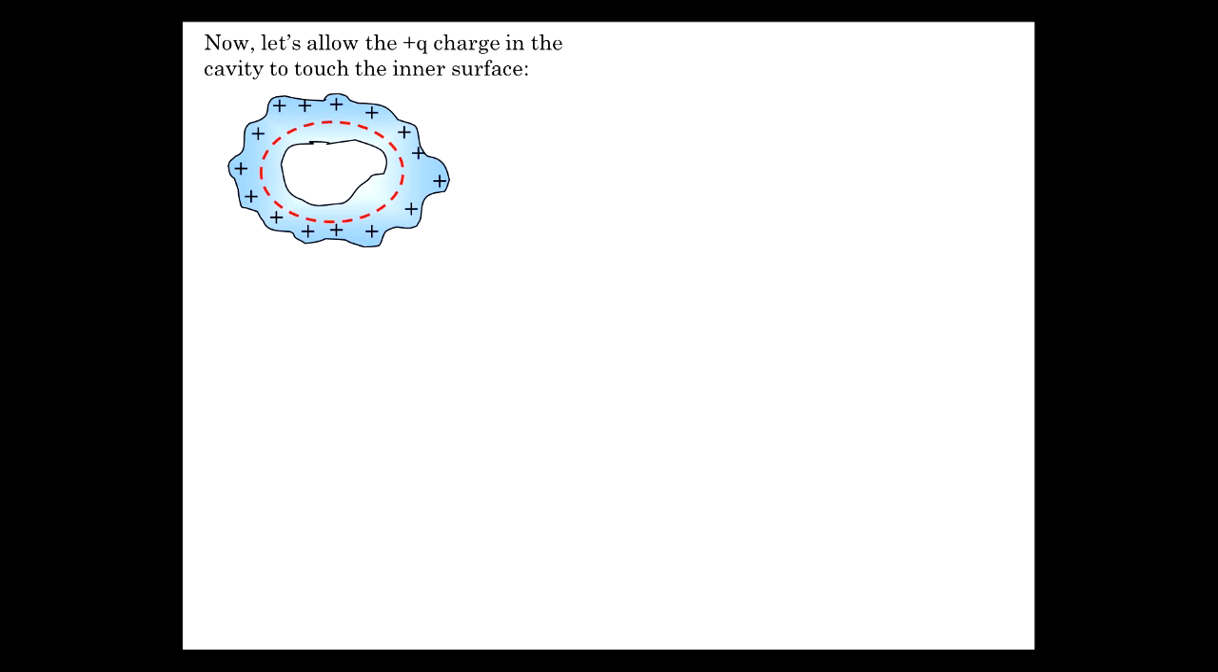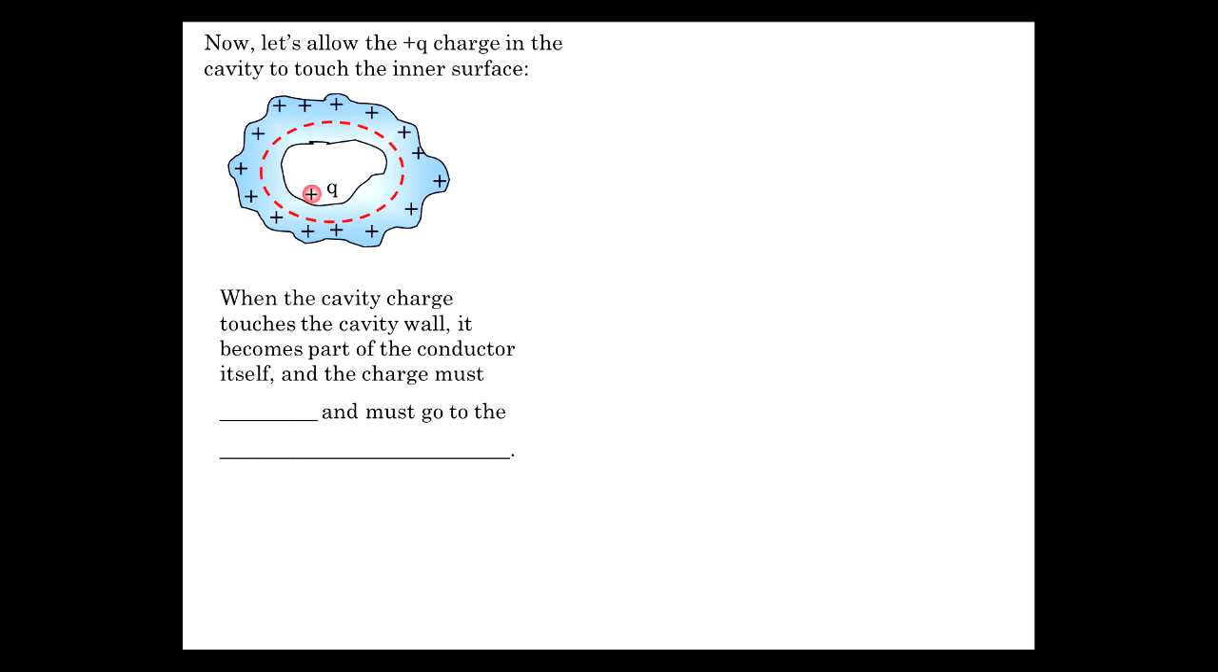Now let's mess around with this thing a little more, and let's allow the charge Q to touch the inner surface of the conducting volume. So there we go. We lower it down, and charge Q, the object itself, you can think of as a little conducting sphere with charge Q on it, but very small in size. Well, it doesn't really matter even what the size is. It's now a little tiny ball of charge Q. And when that charge touches the cavity wall, it becomes part of the overall conductor. All right? And therefore, the charge must leave and go to the outside surface.